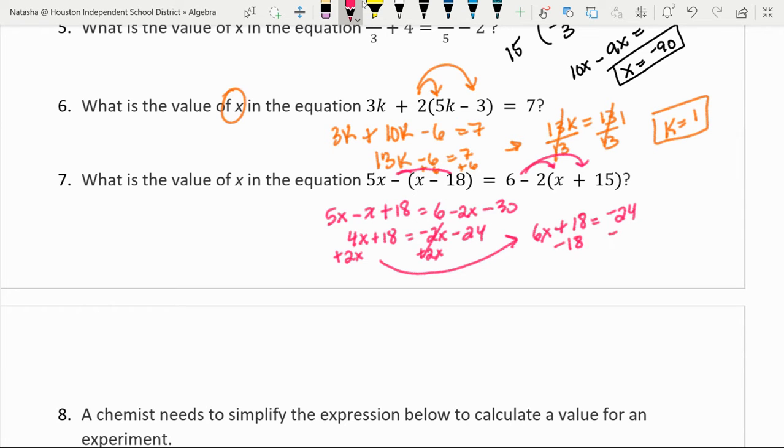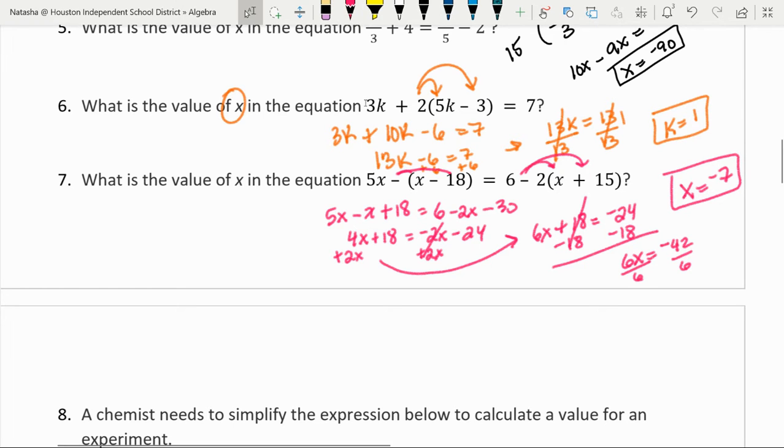So subtract 18 from both sides. That cancels out. That's going to give me 6x is equal to 24 plus 18 is going to give me 42. And that's going to be negative 42. Negative 42 divided by 6 is going to give me 7. So x is equal to negative 7.